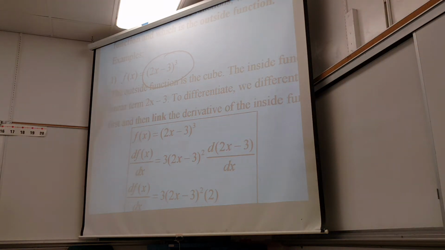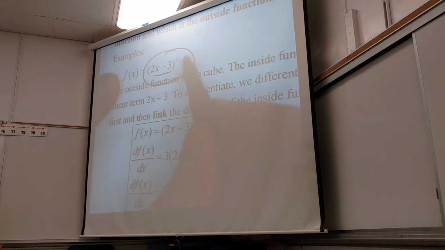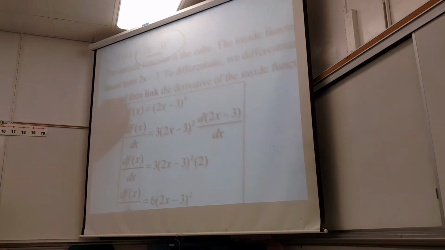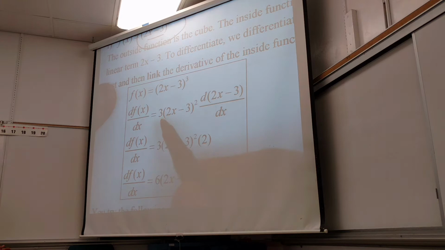So the most important thing with chain rule is identifying what the inside is and what the outside is. So this first one's not too bad, right? The 3 comes down, second power, and then the derivative of the inside.